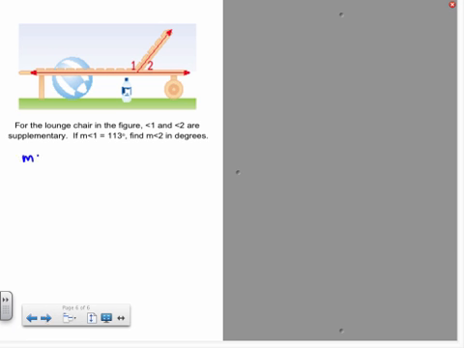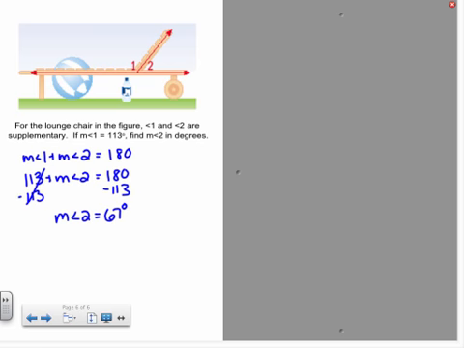Supplementary is 180 degrees, so in this problem, the measure of angle 1 plus the measure of angle 2 is 180. I know that the measure of angle 1 is 113, so the measure of angle 2 is 180 minus 113, or just 67 degrees. How's that for fun in the sun? It's better than a beach ball.